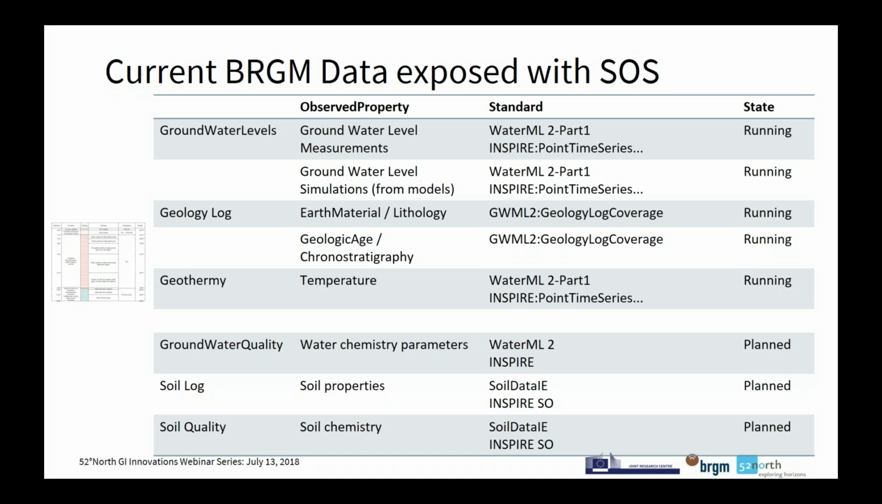We also have information about geothermy, providing the temperature of our system. And we plan to have other new instances for groundwater quality, for soil log, so basically the same as geologic log but for soil, not the same depth, about soil properties, and also for soil quality. So those are other things we want to work on.